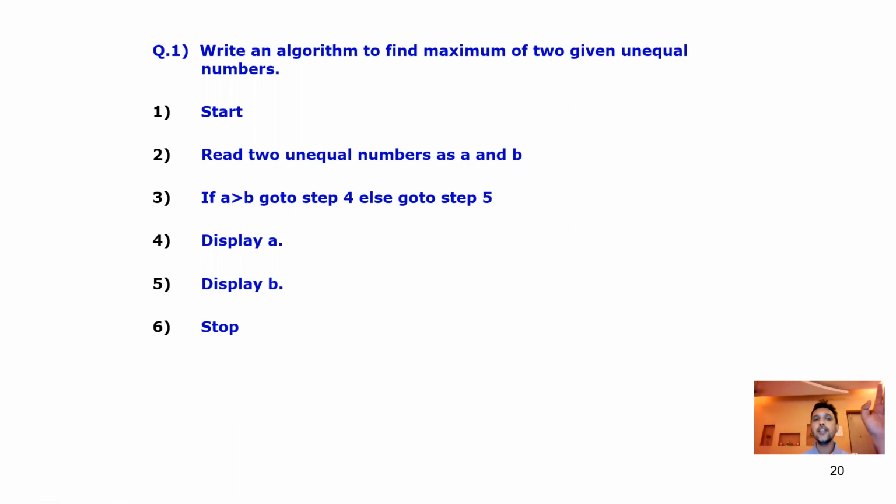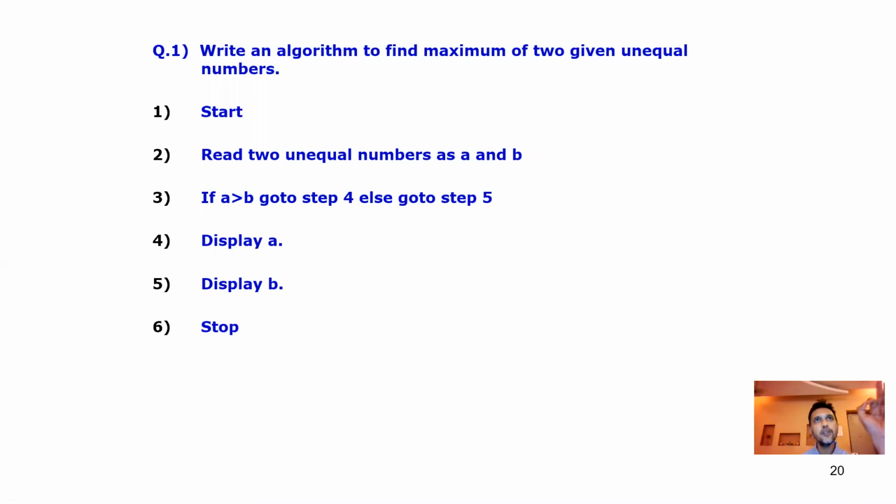The algorithm will not work correctly if the user has entered 7, 5. Now let's consider that case also. Step number 1 is start. Step number 2 says read two unequal numbers as A and B. So let's say the user has entered 7 and 5. So A is 7, B is 5. Now, is A greater than B? The answer is true. Yes, A is greater than B. So we'll go to step 4, and step 4 will display the value of A, which is 7.